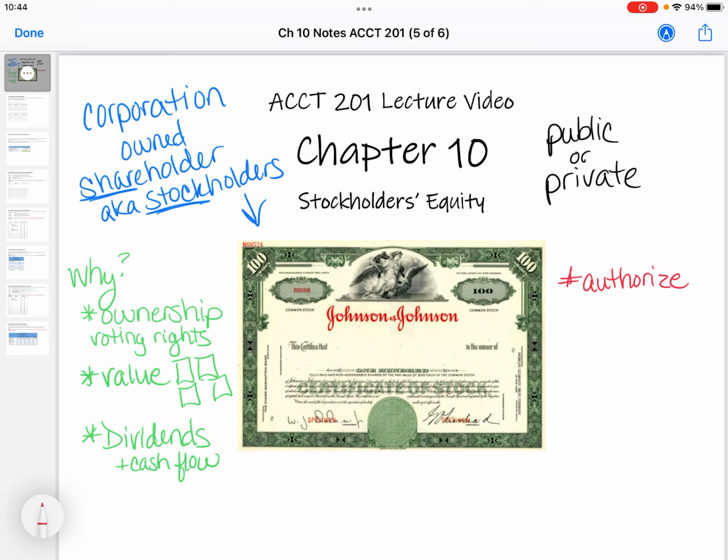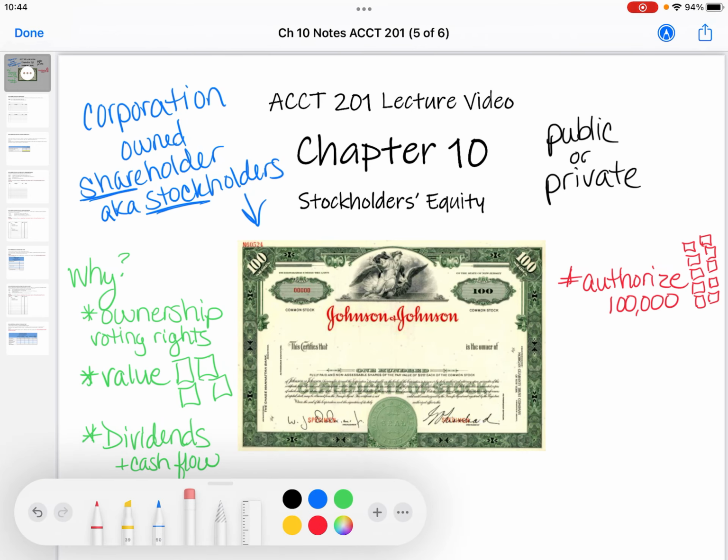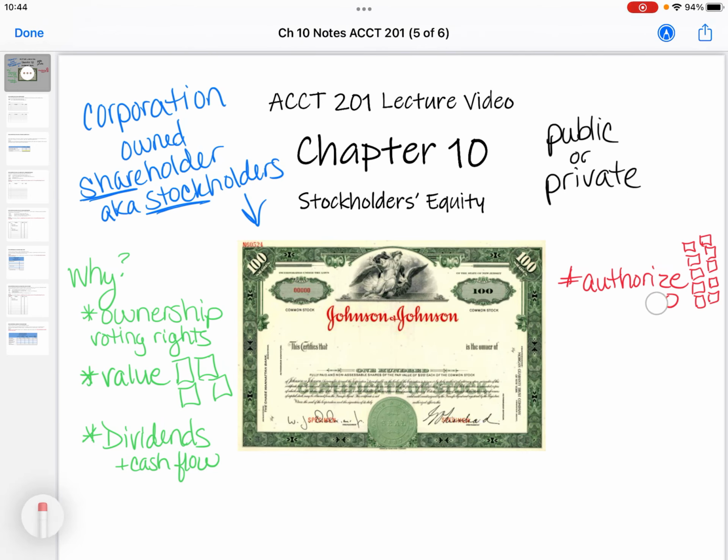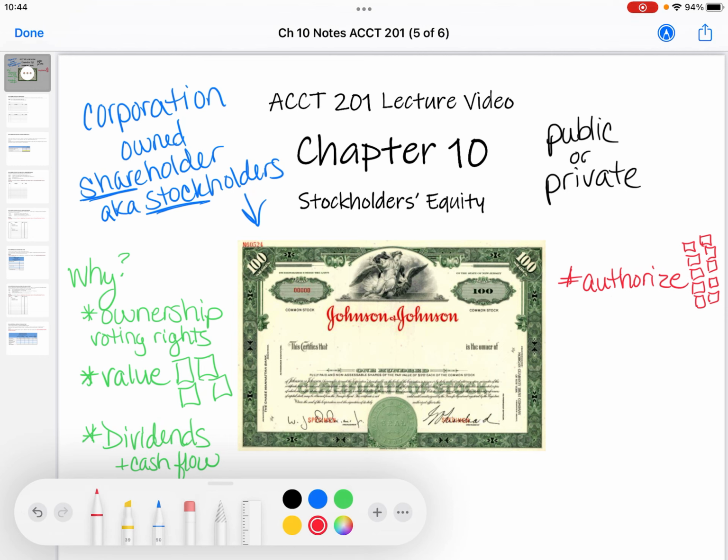So an easy number would be 100,000. Let's say that this company determines that they're going to authorize 100,000 shares of stock. Now, this quite literally means they are going to print 100,000 shares of stock right here, right now. Now, I am not going to draw 100,000. Where am I at? I think that's 10, right? So I'm going to change my number and say 10. Okay, so we're going to authorize 10 shares of stock.